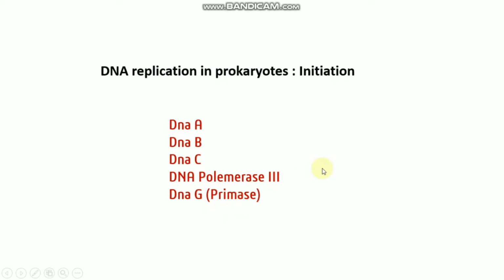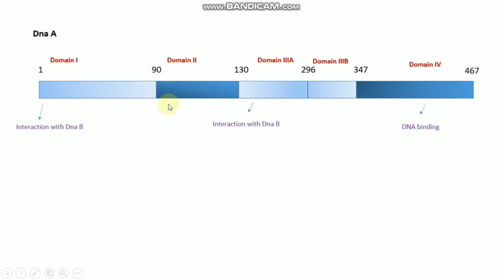So let's have a look at the structure of DnaB, DnaC, and DnaA. DnaA contains 4 different domains: domain 1, 2, 3, and 4. Domain 3 is also divided into 3A and 3B. Domains 1 and 3 interact with DnaB, and domain 4's main function is DNA binding.